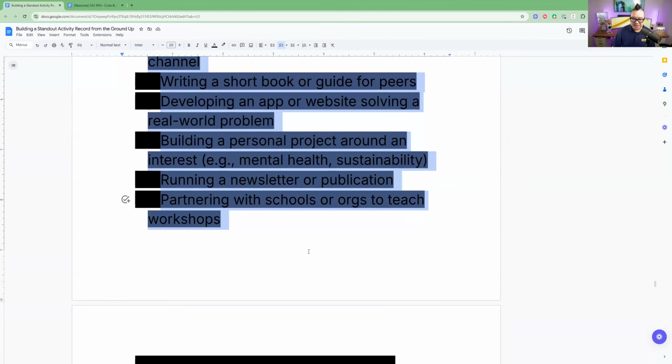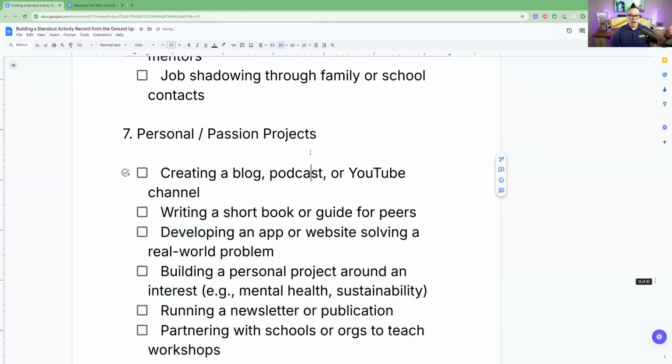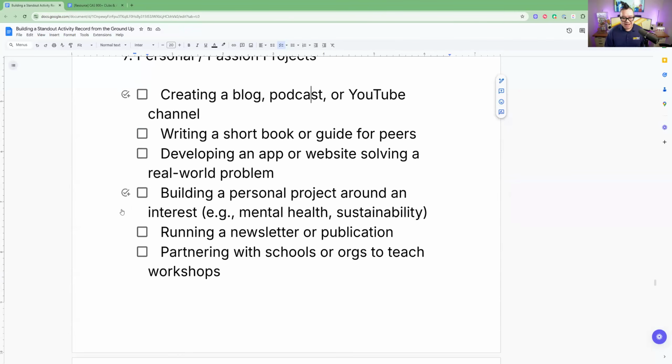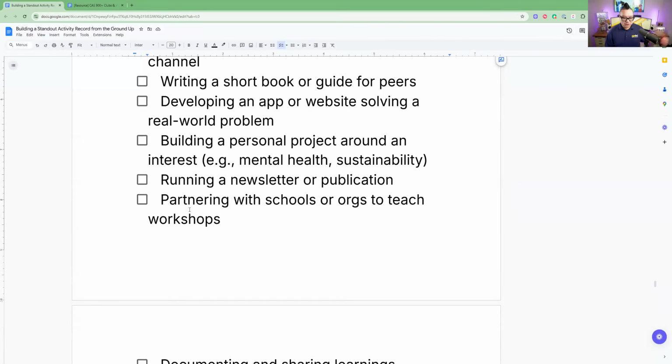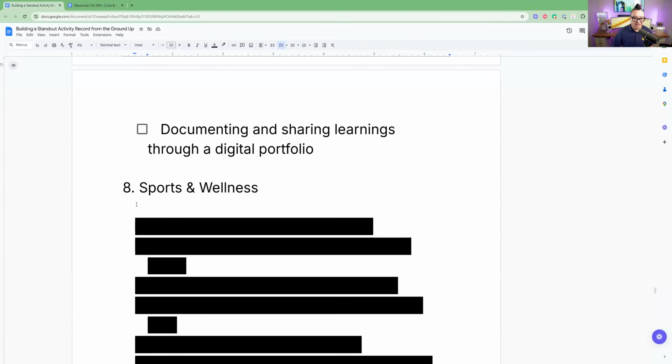Personal passion project, and this could relate to your major or your personal interest. Again, creating a blog, a podcast, YouTube channel, writing a short book, building an app, building a personal project, newsletter, publication, partnering with schools to do workshops, documenting learnings as well.